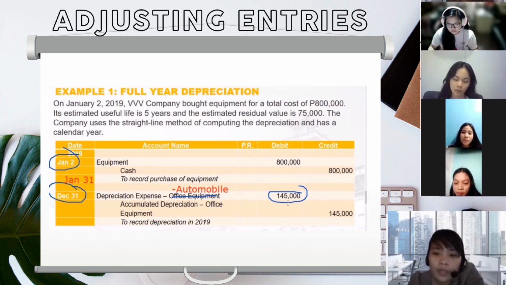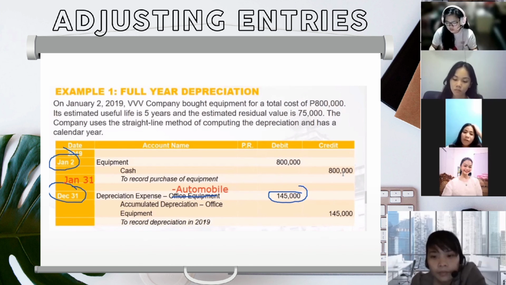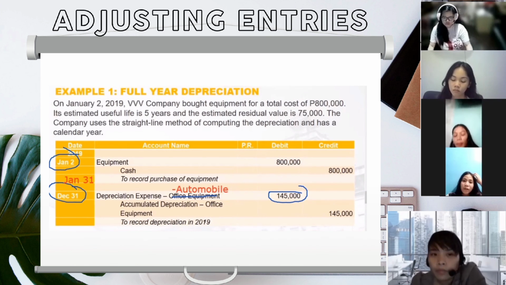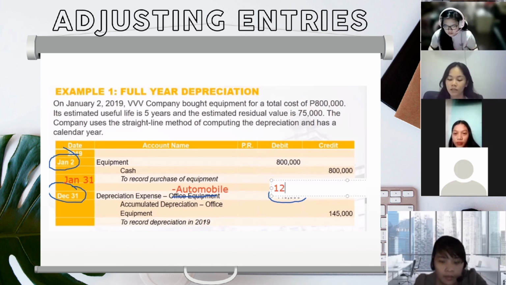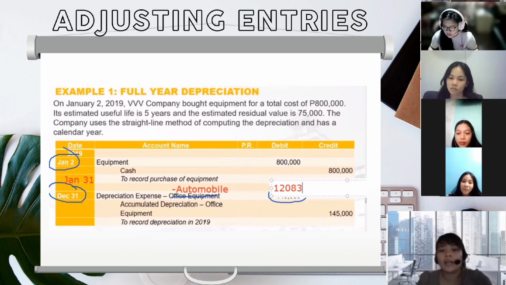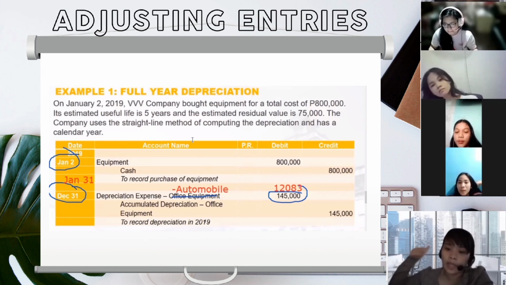Sige nga, try nyo nga. 145,000 divided by 12. 12,083 point 333. 0.83 po. Okay, ayan. So, ibig sabihin, per month yan, pag January 31. Do you get me, class? Can I see a thumbs up sign kung naintindihan?